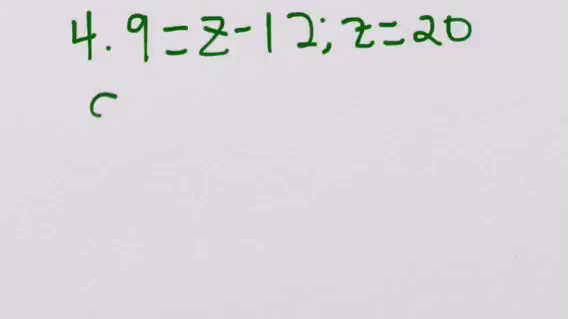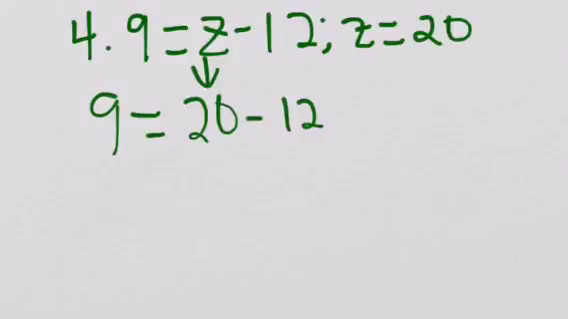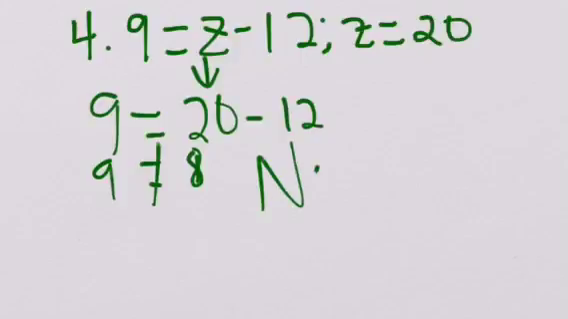Okay. Number 4 has d equals z minus 12, and z is 20. So we rewrite the equation. I put my 20 here for the z, minus 12. Now I solve the equation, which is 20 minus 12, and that is 8. And does 9 equal 8? Nope. So this is not a solution, okay?